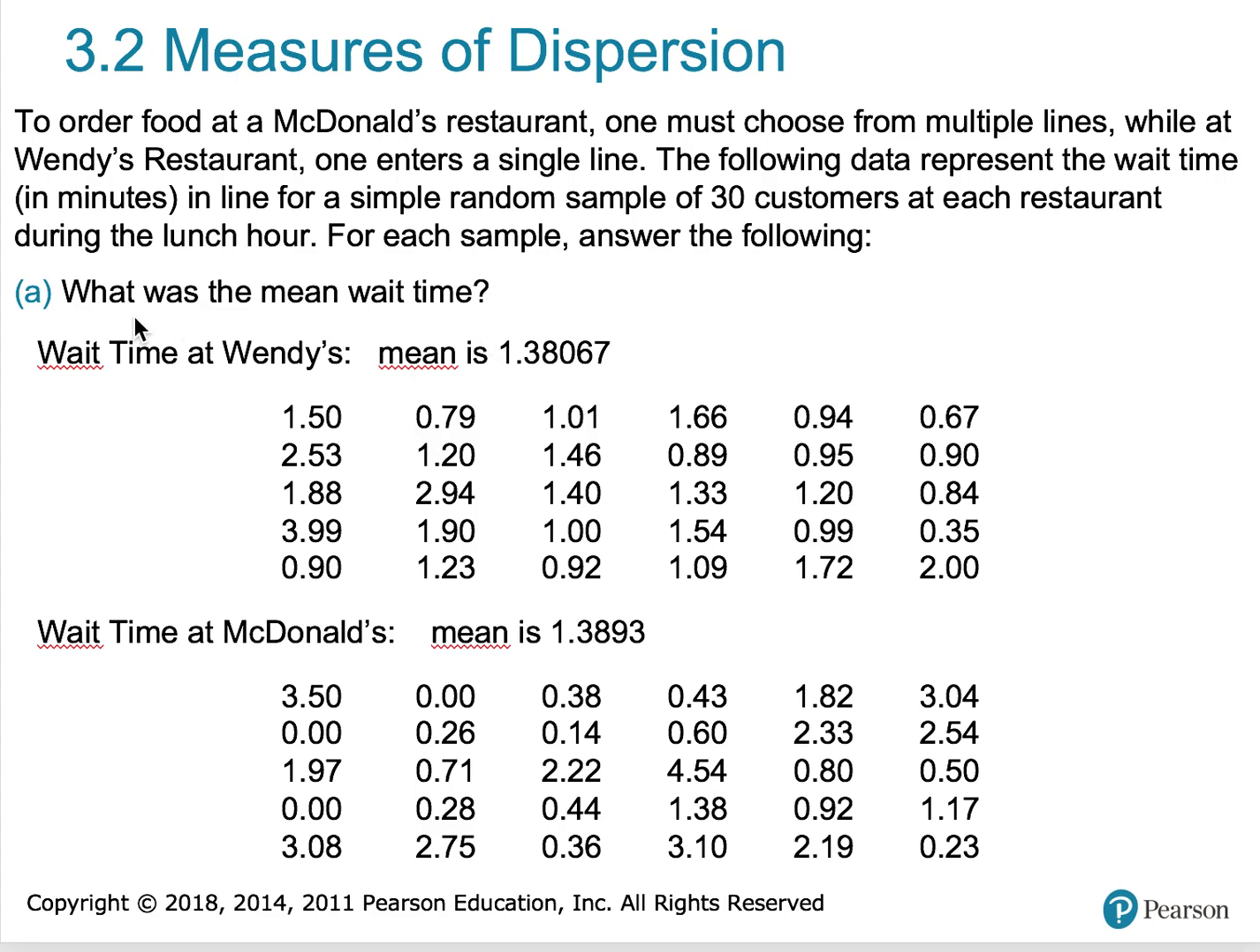But first of all, it asks us, what was the mean wait time? Well, we know from the last section, to find the mean, I would just add all these up and then divide by 30 because there are 30 values. So the mean wait time at Wendy's is 1.38, right? At McDonald's, it's 1.38 also. So both of these would round to 1.4. Same mean.